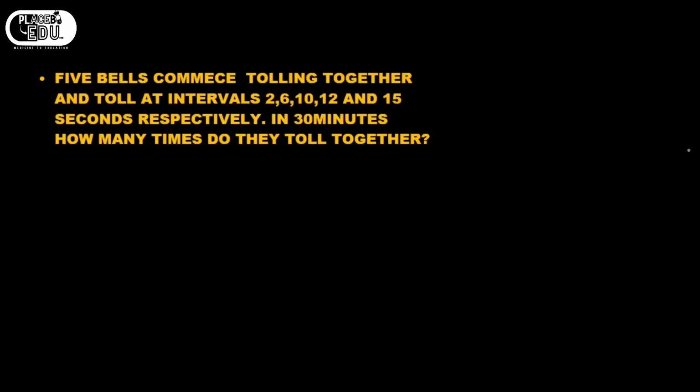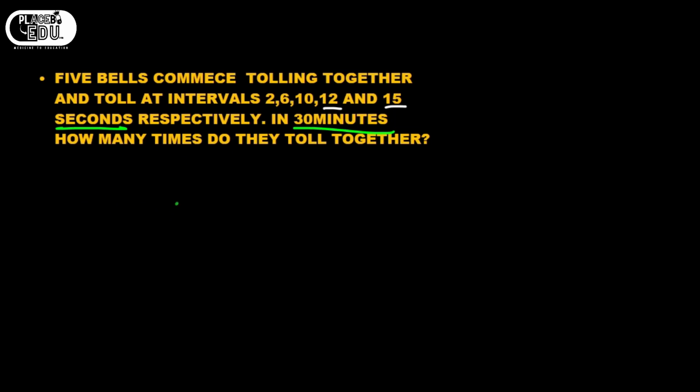5 bells commence tolling together and toll at intervals of 2, 6, 10, 12 and 15 seconds respectively. In 30 minutes, how many times do they toll together? First thing, whenever we do these types of sums, you have to remember what units are given. Here the bells are ringing in seconds, and he is asking the answer in minutes. So that's the first observation you have to make in the question.